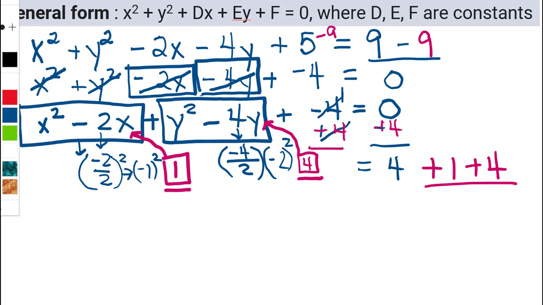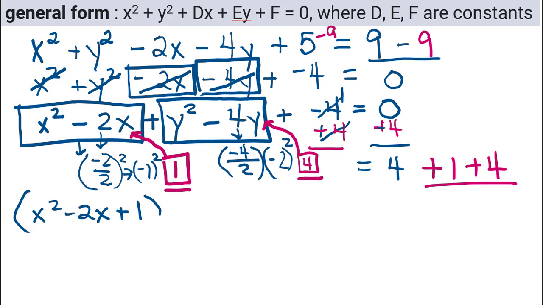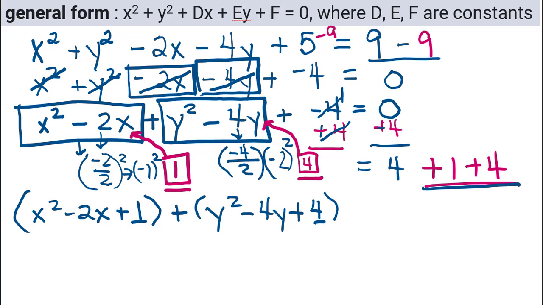All right, so let's simplify this a little bit. X squared minus 2x. To complete the square, we're going to add 1. And then we'll take our second part, y squared minus 4y plus 4. Remember, we're adding that in on the left. We added it in on the right to balance our equation. Let's go ahead and put those together. 4 plus 1 is 5, plus 4 is 9.